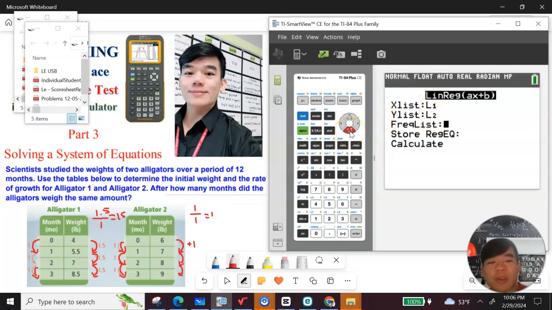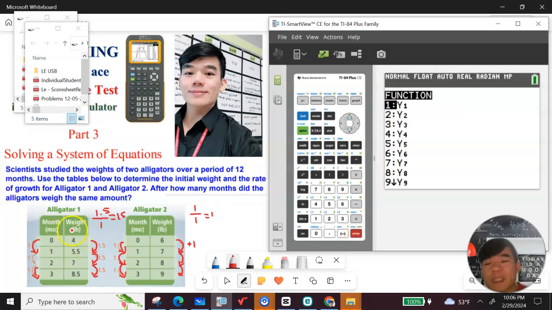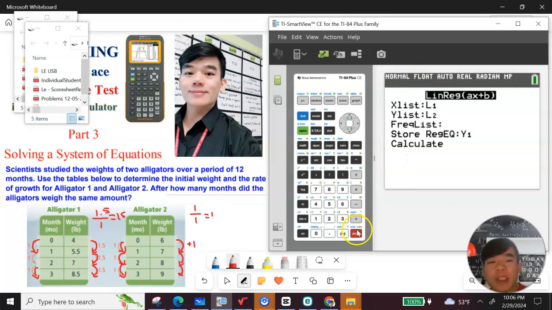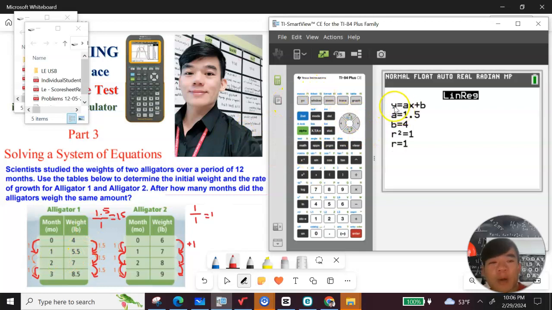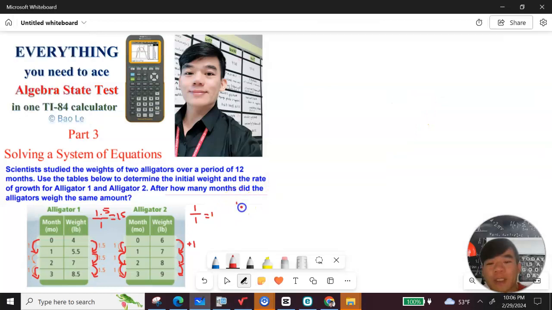So I go to store right here. I need to hit vars, then the Y vars function. Now I need to store the first table into Y1. So I hit enter, then I hit calculate. Okay, so I already stored it in Y1. The equation should be y equals ax plus b, where a equals 1.5 and b equals 4. So I just write right here: y equals 1.5s plus 4.